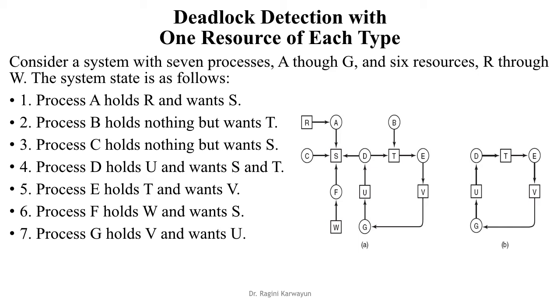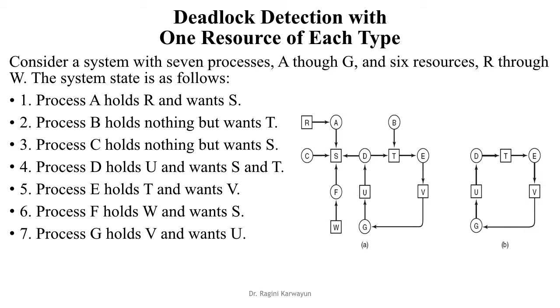So, in this particular diagram we can see there are 6 resources and 7 processes. Processes are represented by circles and squares are used to represent resources. An edge from a resource to a process indicates that that particular resource is held by this process, and an edge from a process to a resource indicates that that process is requesting a resource. So, in this diagram process A is holding R and requesting S. Similarly, C is also requesting S, F is also requesting S, and D is also requesting S. So, all the alphabets that are represented through circles are processes and through squares are resources.